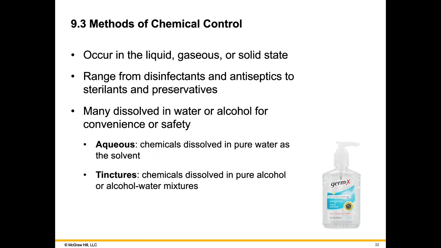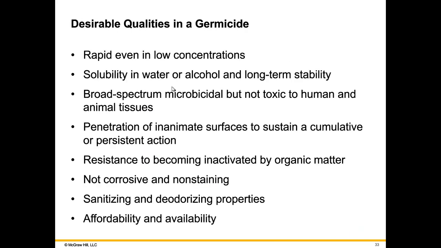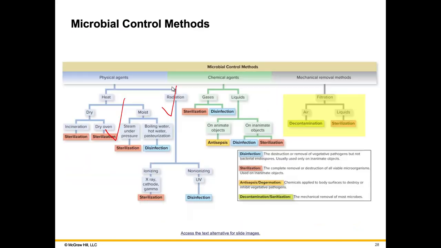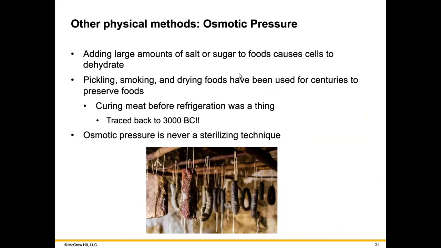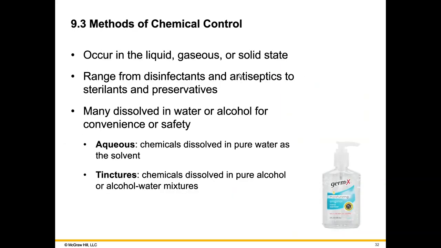Alright, so our final section we're going to discuss is chemical control. I'm going to jump back to that chart for just a second. Now we've finished up filtration, and we're going to talk about chemical agents. Chemical agents can be liquids, gases, or solids. Some of them are going to be disinfectants, some are antiseptics, some are sterilants that are going to sterilize substances, and some are preservatives.